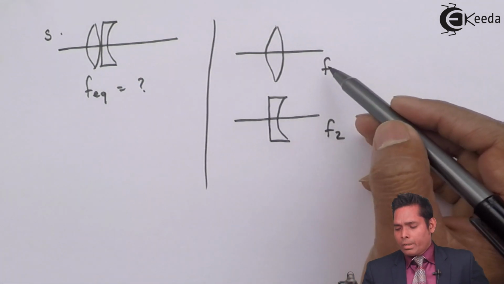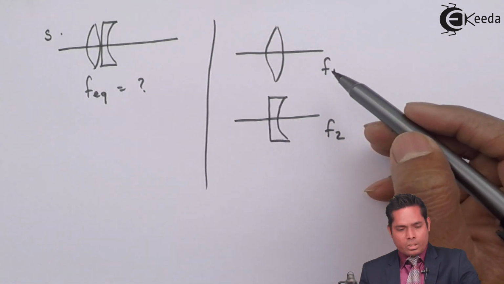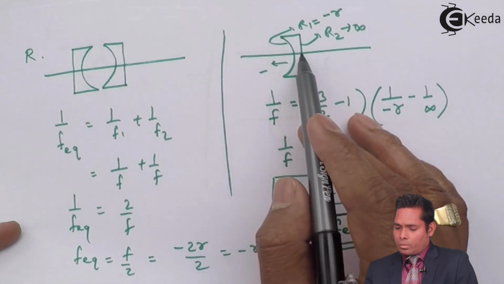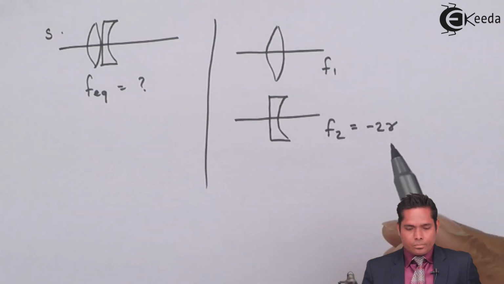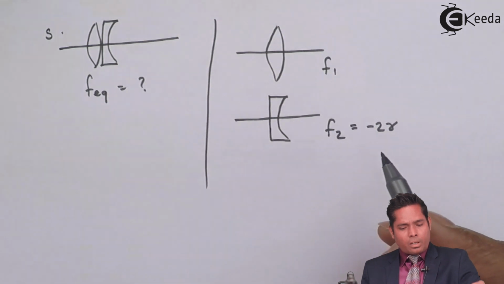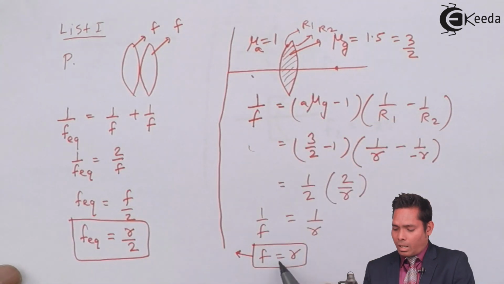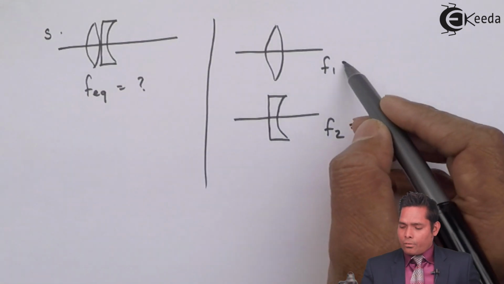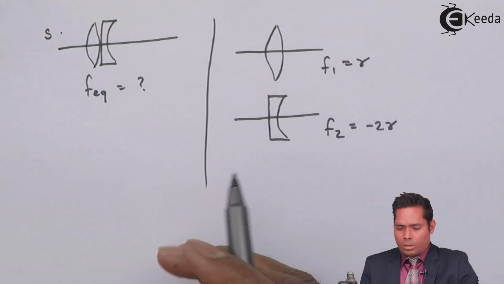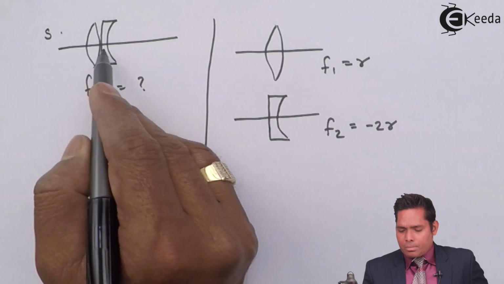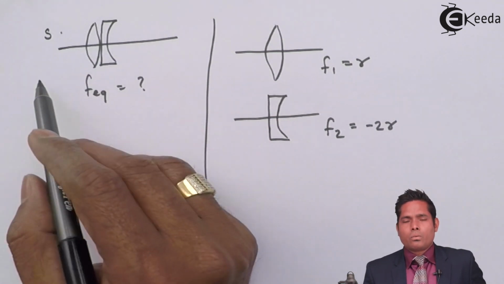For these we have already found the focal lengths right here. For the plano concave lens the focal length is minus 2r, and for the double convex lens the focal length is r, that we already calculated. So I'll write f1 equals r. So now we have this combination of the lenses. Whether this is kept first or this is kept second, that doesn't matter. Ultimately, the focal length is determined by the reciprocal addition of these.